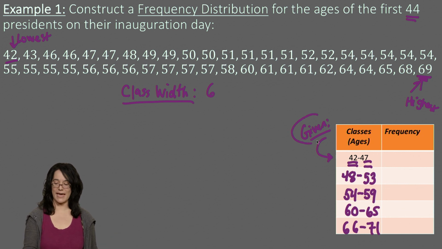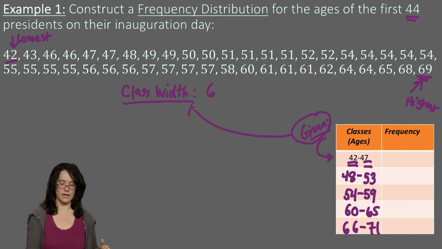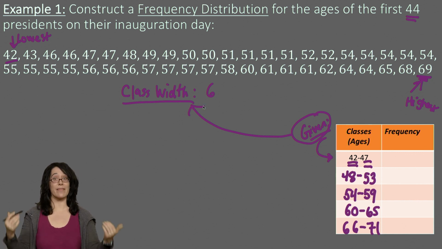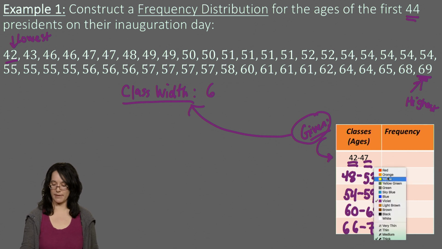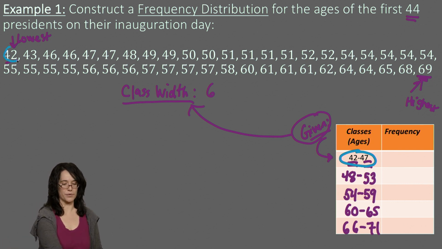So again, because they gave me the first class, I was then able to use deductive reasoning to figure out what the class width was, and then use the class width to get to my next class. Once you've done that, the rest is simply keeping track by maybe tallying or just counting up in your head. Okay, so let me show you what I mean here. For the first class, 42 to 47, what is the frequency of ages in that class? So we have 42, 43, 46, 46, 47, and 47.